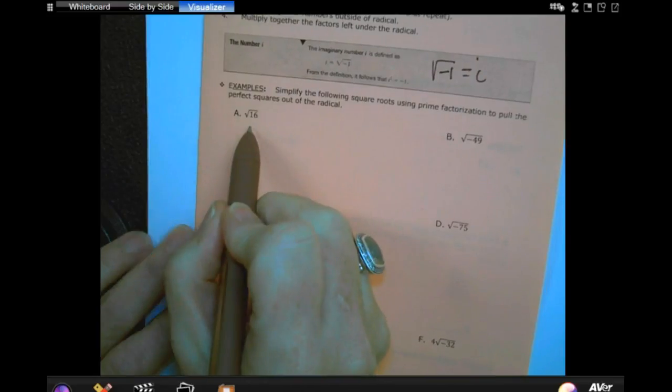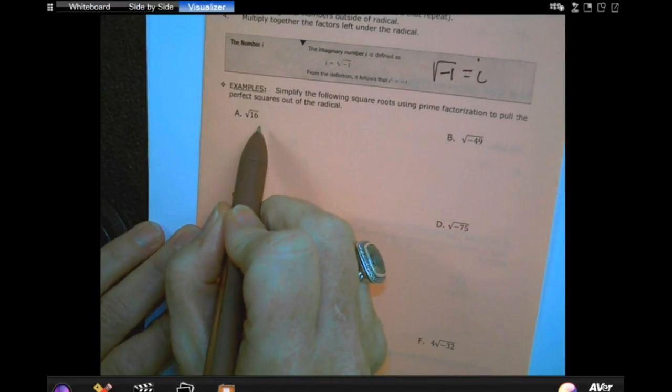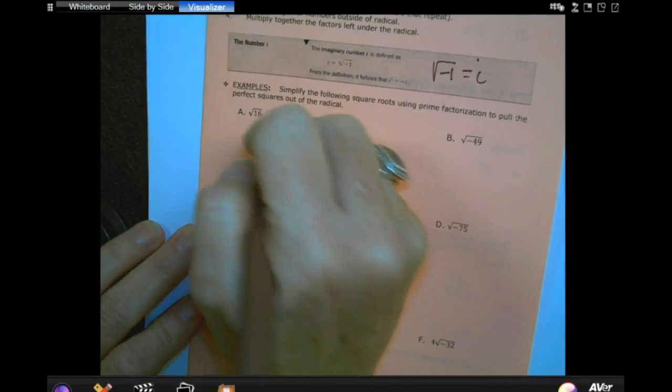Yesterday, we talked about this. The square root of negative 1 was i. Does that sound familiar? Okay. So if I look at A, what's the square root of 16? Okay, so you tell me it is 4.